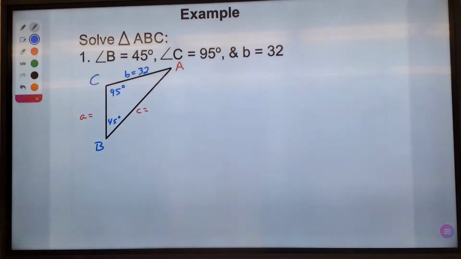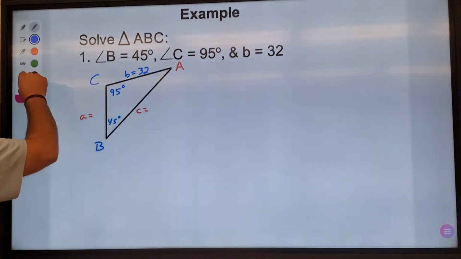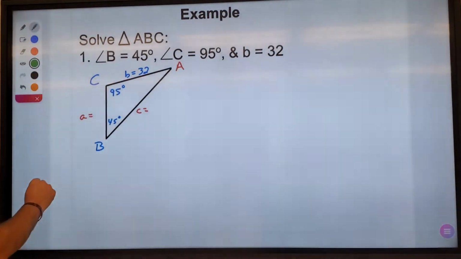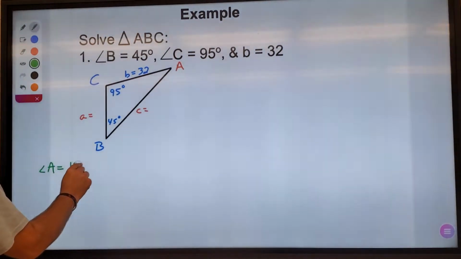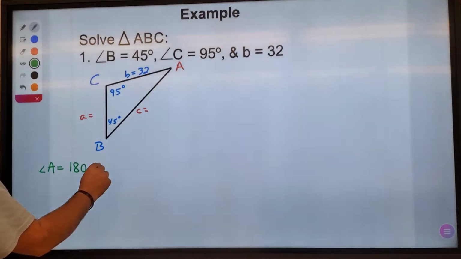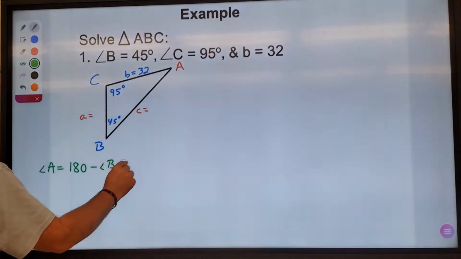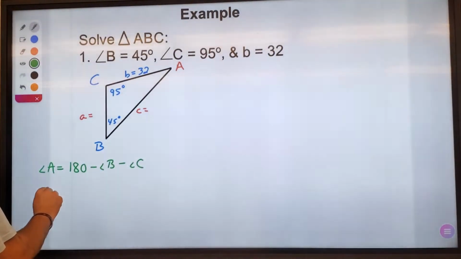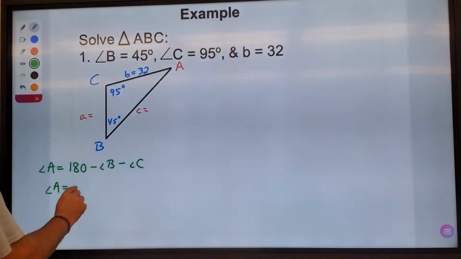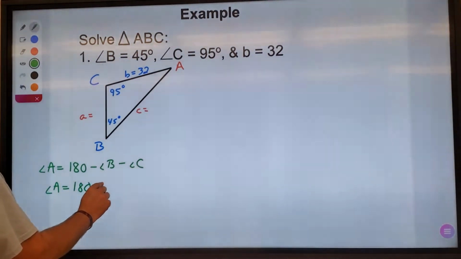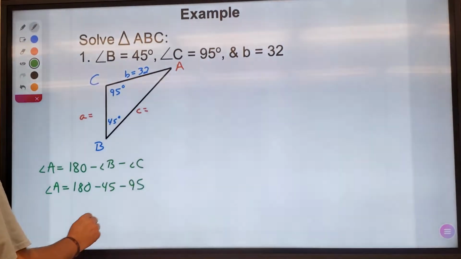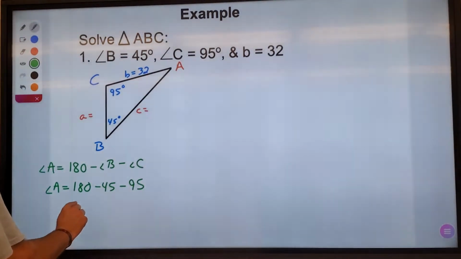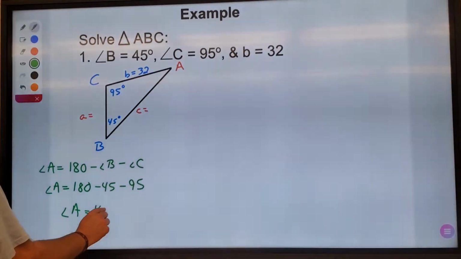Okay, so set up the law of sines. Actually, first, let's go ahead and solve for angle A. Angle A is the only one we're missing. So angle A is equal to 180 degrees minus the 2 angles that we have, so minus angle B and minus angle C. So angle A is equal to 180 minus that 45 minus the 95. So that means the angle A is equal to 40 degrees.